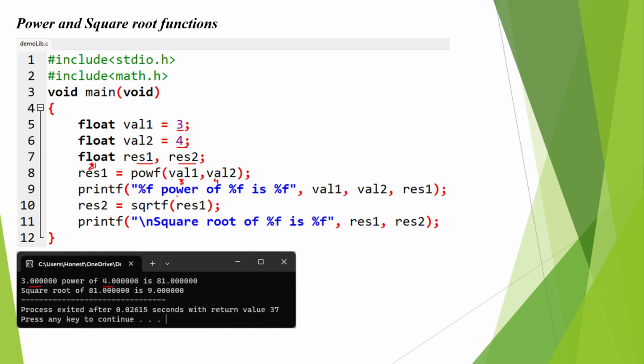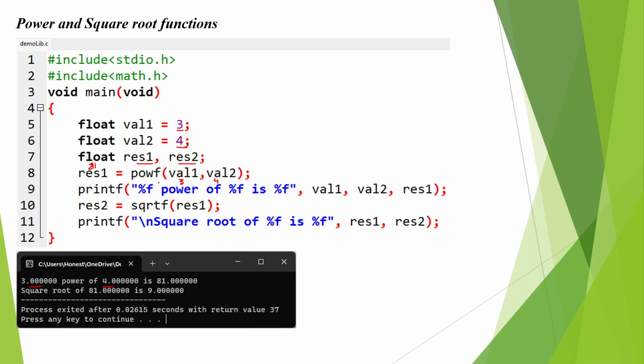So the first %f will be replaced with value1, the second %f will be replaced with value2, and the last %f will be replaced with result1. We know that value1 is 3 and value2 is 4. So 3 power 4 is 81, that is what we are getting.